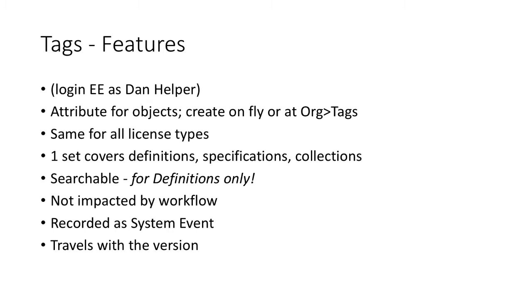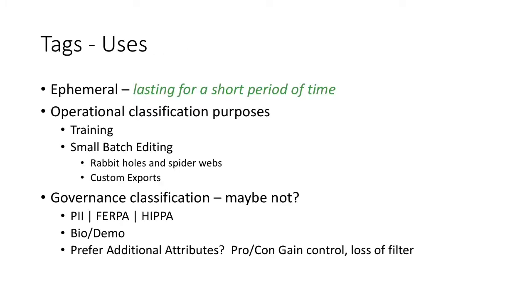Let's take a look at how clients use tags. I use this word ephemeral. Ephemeral means lasting for a short period of time, and tags are at their best when that is how you use them. As a classification tool, I flag two types of classification, or two purposes. One is operational, so that's a training episode, what I call small batch editing. If you are editing a subset of definitions, usually between 8 and 10 definitions.